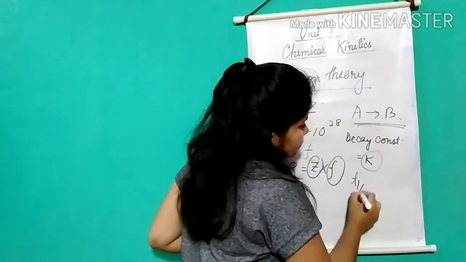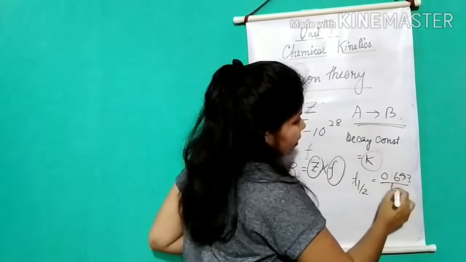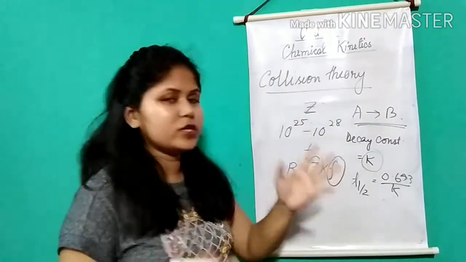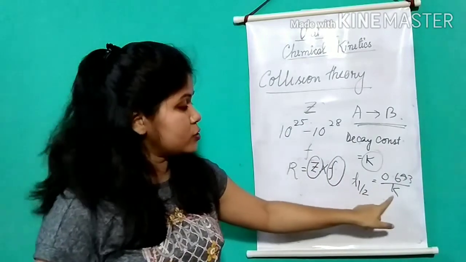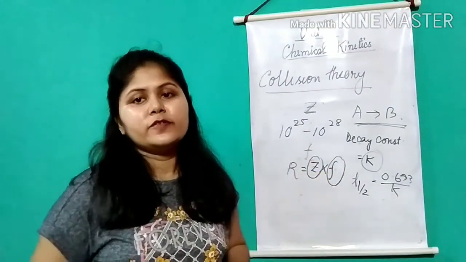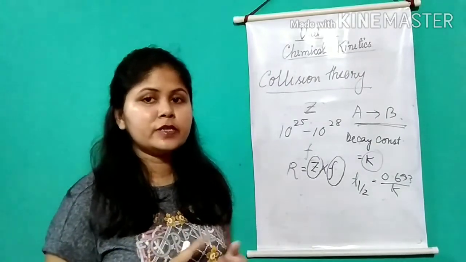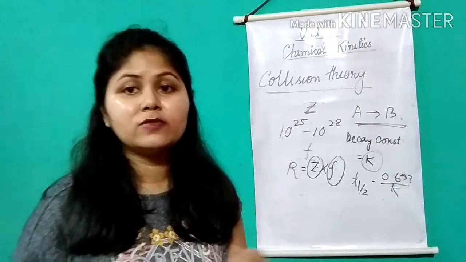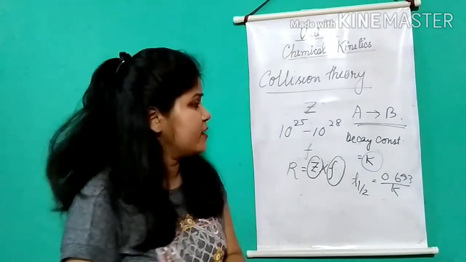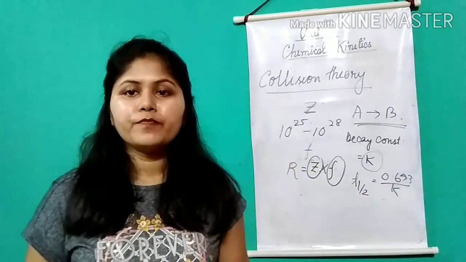So the half-life period for this is also 0.693 by this K. So K can be two things. In the case of radioactive elements, if it is called the decay constant, we can determine the half-life through this also. This K is equal to that only. In this way we can find the half-life period. If a reaction like this asks you to find the decay constant, you can do so. I hope you all have understood this topic completely.